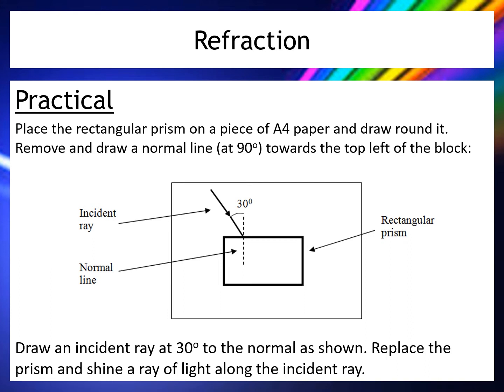The other thing I mentioned last time is that we always measure all of our angles from that normal line and never from the mirror line, or in this case from the line which shows where the block is. We then replace the block, get our ray box out and shine a ray of light along that 30-degree line towards the block so that it crosses where the normal line is. We would then have a look to see what happens as the light passes through the block and comes out the other side.